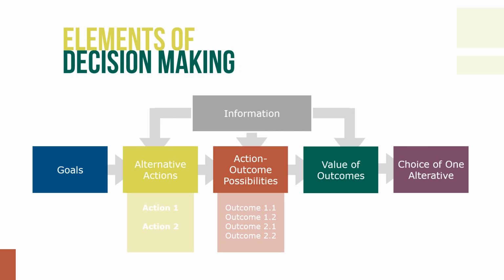This figure shows the basic elements of decision-making. A decision-maker's actions are guided by a goal. Each of several alternative choices of action is linked with various outcomes. Information is available on the alternatives, on the likelihood that each outcome will occur, and the value of each outcome relative to the goal. The decision-maker chooses one alternative on the basis of his or her evaluation of the information.